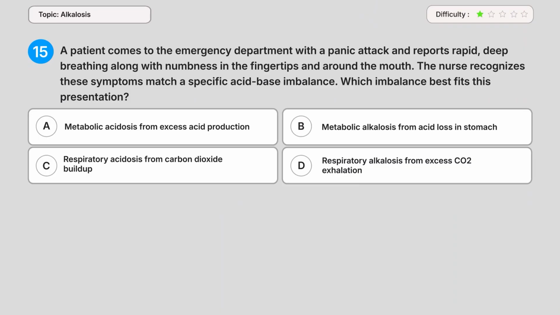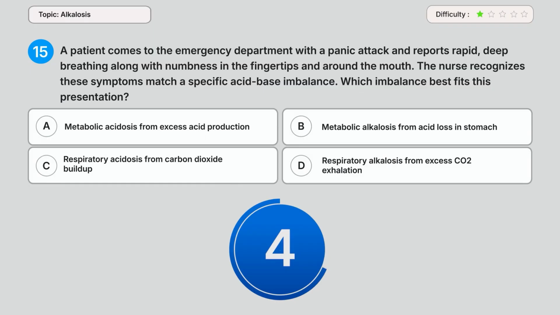A. Metabolic acidosis from excess acid production. B. Metabolic alkalosis from acid loss in stomach. C. Respiratory acidosis from carbon dioxide buildup. D. Respiratory alkalosis from excess CO2 exhalation. Do you know the answer?